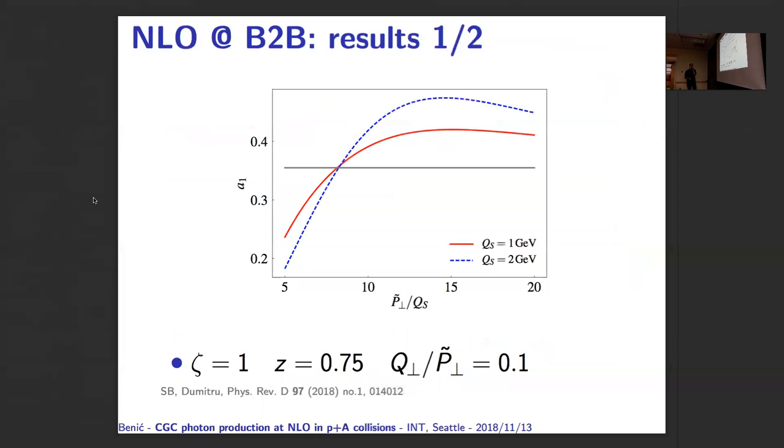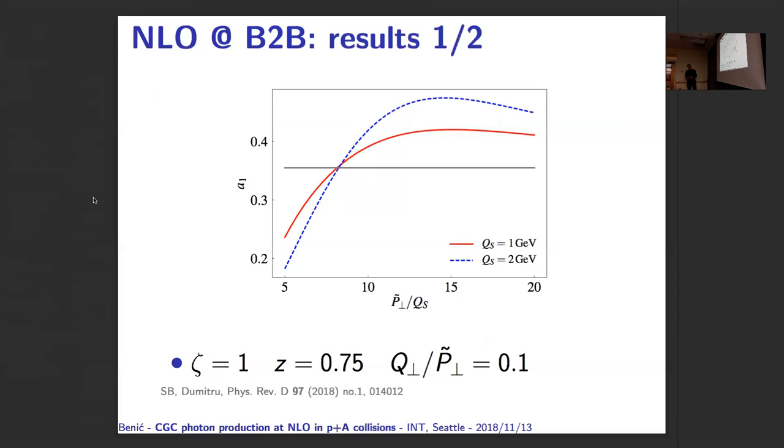These are now the results of a toy model calculation for the angular harmonics. This is the first angular harmonic, and you can see that it rises as a function of p tilde, and then it levels out. If you increase the saturation scale, it can be even higher.